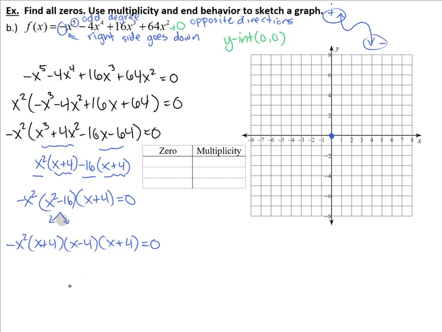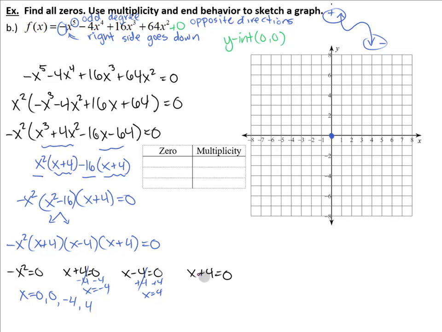So now we would set each of these equal to 0. Okay, so we set them each equal to 0. Remember, from this, we're going to get 2 solutions. You divide by 1 and take the square root. We're going to get 0 twice. Here, when I subtract 4, we're going to get x equals -4. Here, when I add 4, we're going to get +4. And over here, when I subtract 4, we get -4 again.